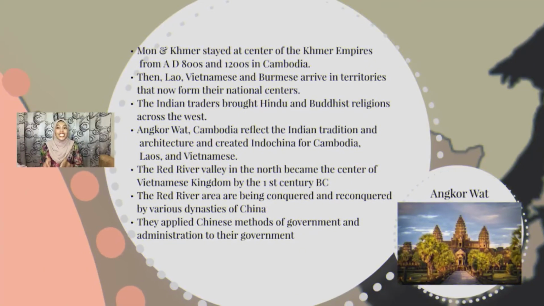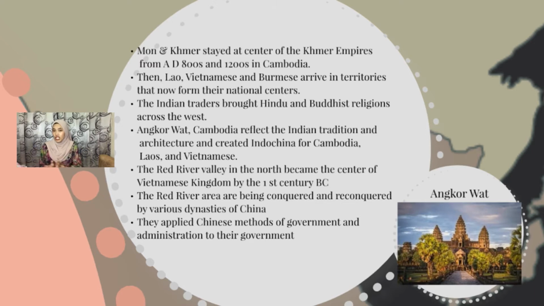Mon and Khmer stayed at the center of the Khmer Empire between the 800s and 1200s. Then Vietnamese, Lao, and Burmese arrived in the territories which now form their national centers. Hindu and Buddhist religions were brought by India across the ocean from the west. We can see the impact of Indian traditions and architecture reflected in temples such as Angkor Wat in Cambodia, and this is why the West labels Cambodia, Laos, and Vietnam as Indo-China.